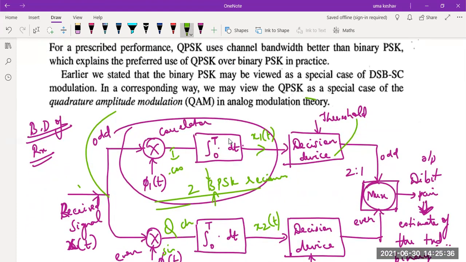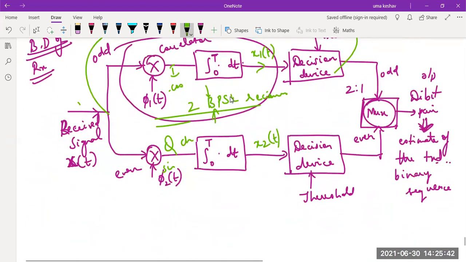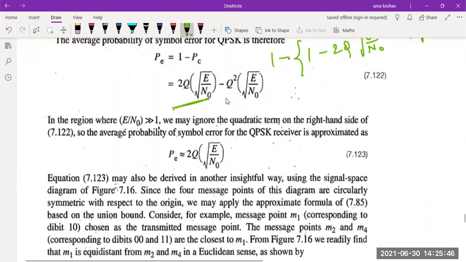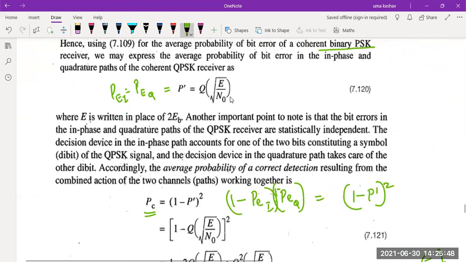And next we will talk about a special case of QPSK, the quadrature amplitude modulation, or M-ary QAM, in the next class. Till here, including ASK, FSK, BPSK and QPSK and M-ary PSK, all these things you should study for the internals.